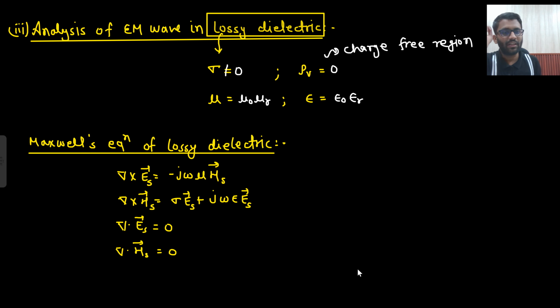And since it is lossy, you can understand what will happen with the EM wave. It will lose its magnitude. If it started like this, then it will slowly lose its magnitude. So this is how it will travel.